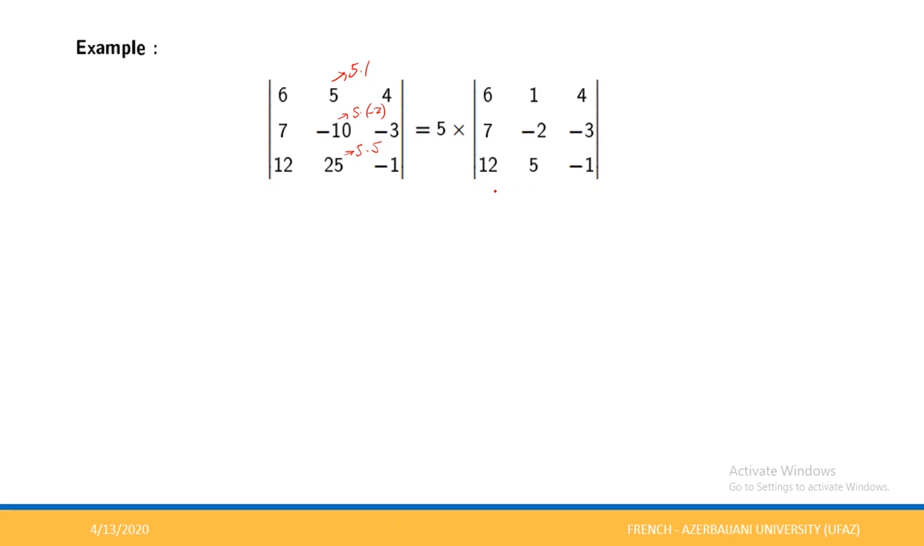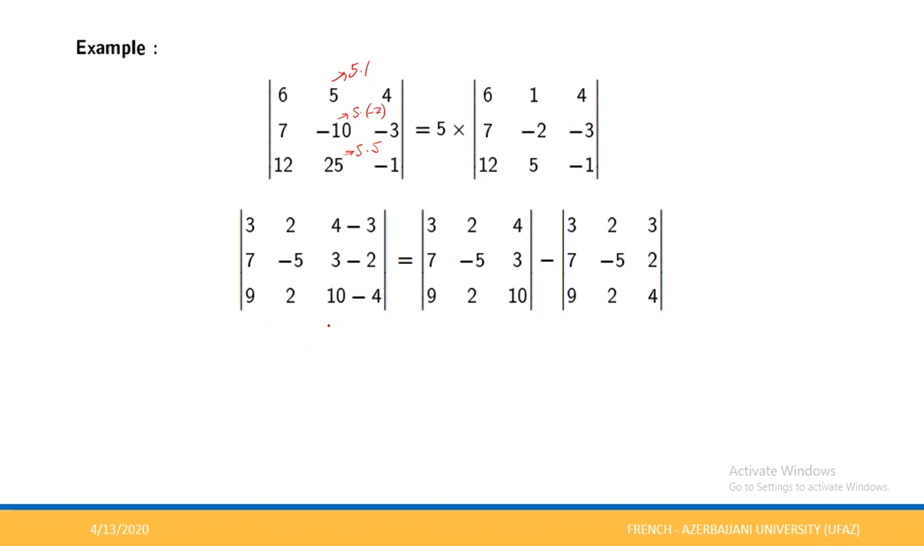Let's look at this one. We have this determinant and the third column is 4 minus 3, 3 minus 2, and 10 minus 4. Then using the linearity, instead of this determinant, we can write this one minus this one. You see here we don't touch the first and second columns. Okay, let's look at this one. You see here the first column and the last column are the same. In this case, using the third property, the determinant will be zero.